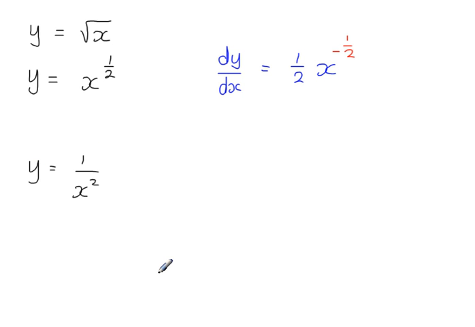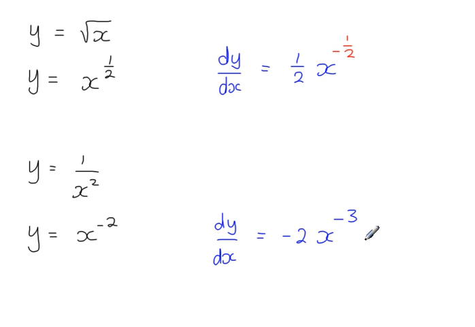Differentiating y is equal to 1 over x squared. I need to rewrite this as y is equal to x to the power of, that's a positive power there, this will be negative then, x to the power of minus 2, these are the same. And now I can differentiate, so dy by dx is equal to, bring the power to the front, x to the power of, and then subtract 1 from the power, so minus 2 minus 1 gives you minus 3. So that's the gradient function for that curve there.